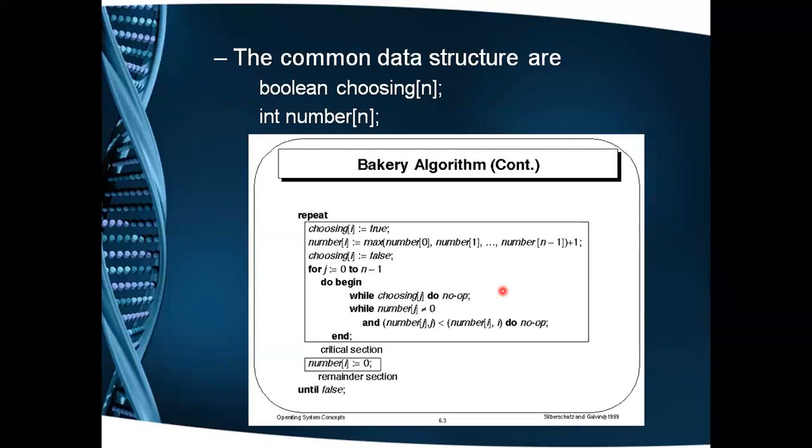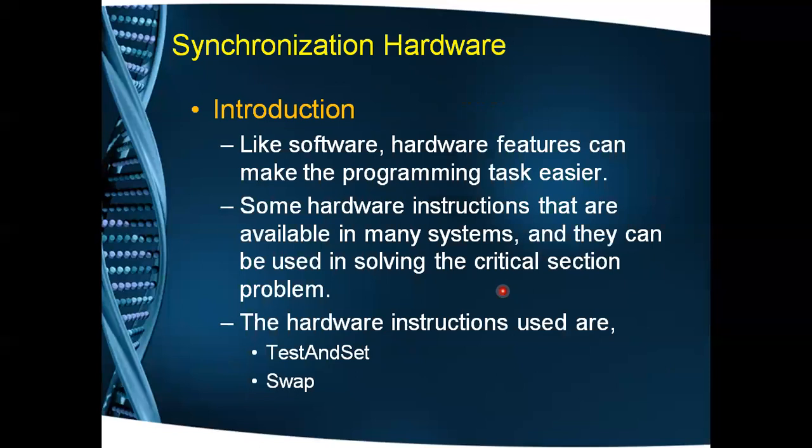So this is the Bakery algorithm, which gives the solution for the critical section problem for n number of processes. With that, that topic is over. The next topic is synchronization hardware.